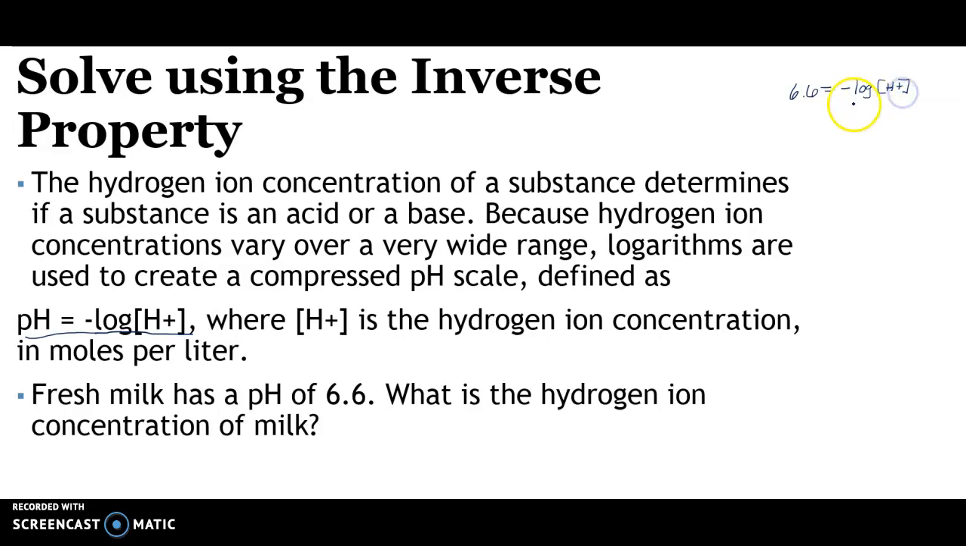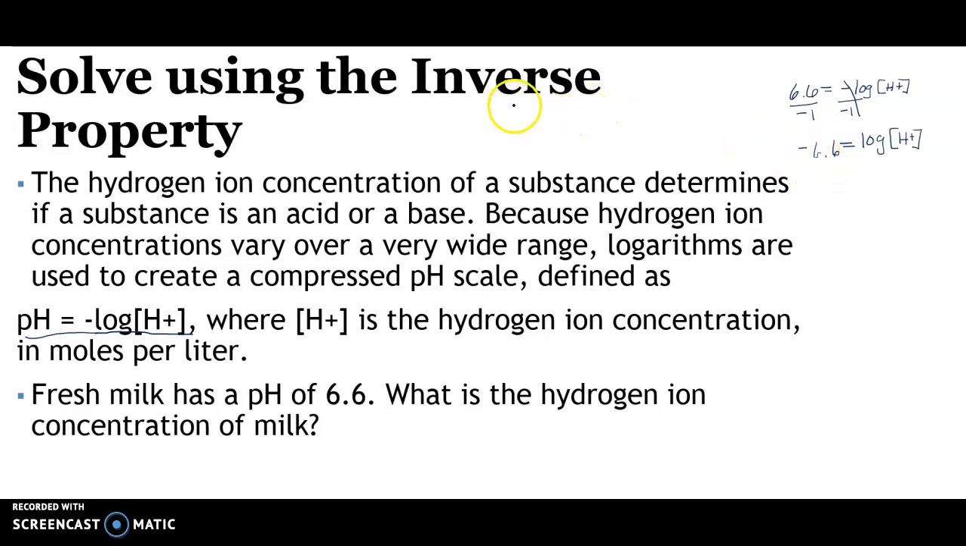All right, so when I go to solve, first thing I have to do is deal with anything that is in front of the word log. Here I have a negative, so I will divide by -1 on both sides. These guys cancel, two negatives make a positive. I'm left with the log of the hydrogen plus ions. And on my other side, I will end up with a negative 6.6 as the answer.